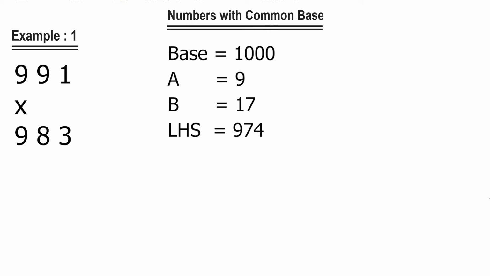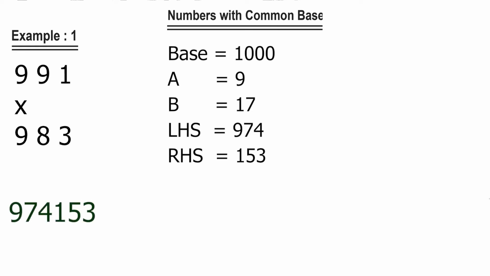974. Similarly, as per the method, the right hand side of our answer would be A multiplied by B, which in our case is 9 multiplied by 17. We have our right hand side as 153. Now since the maximum number of digits in the product is equal to 6, we write 991 multiplied by 983 as 974153. To quickly recap, we identified the base, calculated A and B, used the formula base minus A plus B to get the left hand side and A multiplied by B to get the right hand side of the answer.